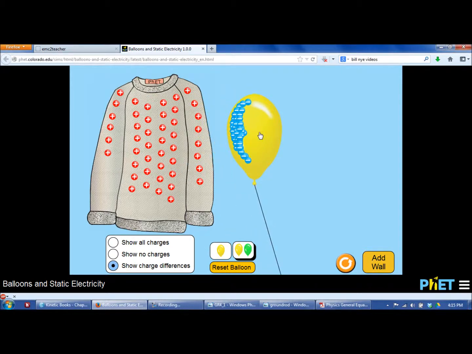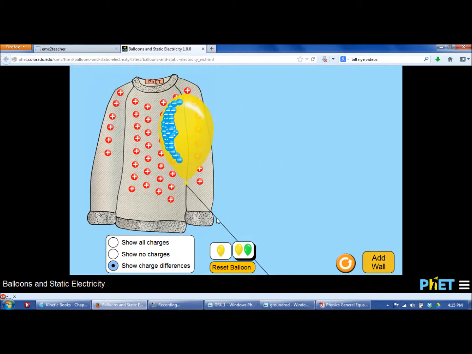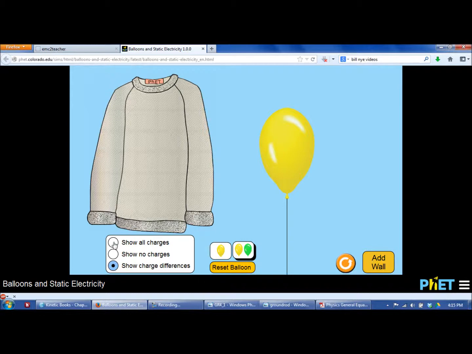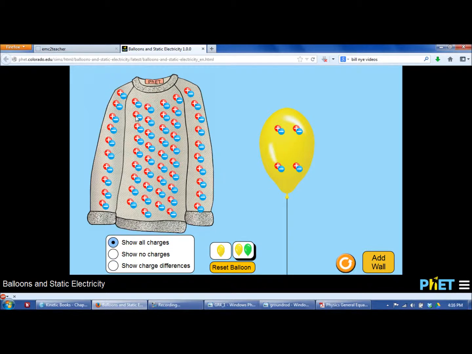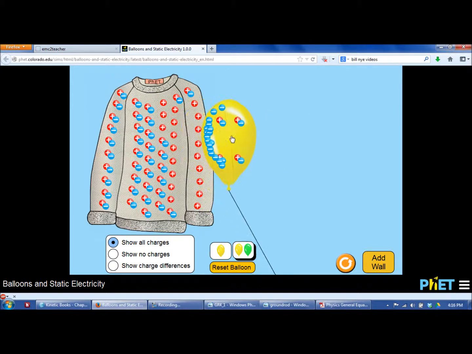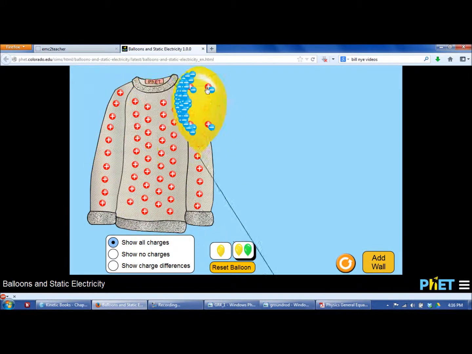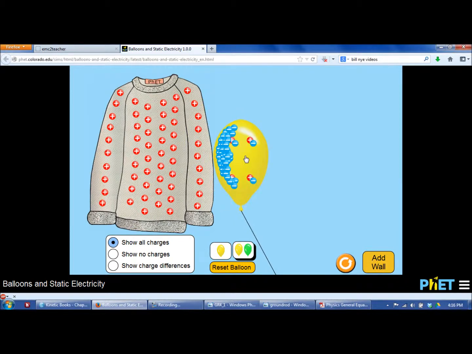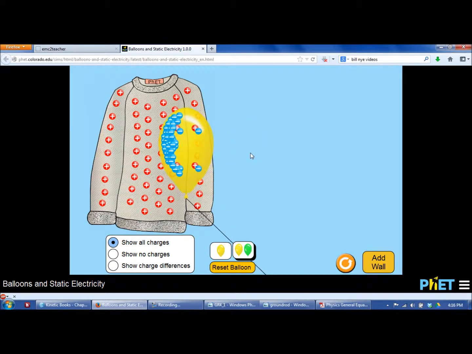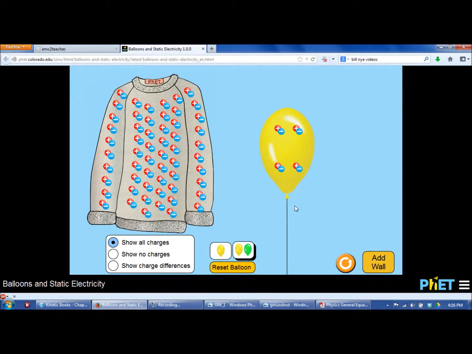But what we've done is we've actually charged both the sweater and the balloon by contact and by friction. Of course, these don't start without any charges. There's a whole vast array of charges on both. What's happening when you rub them is you're rubbing the electrons, which are the ones that are free to move, from the sweater onto the balloon. You can never rub the positive charges, the protons, off because they are in the nucleus of the atom, if you remember your chemistry from last year. So we're going to reset the balloon there.